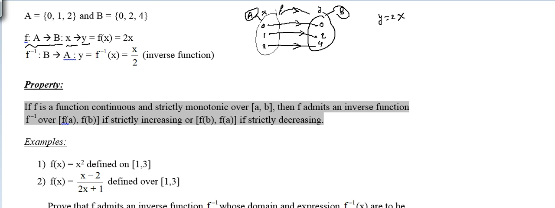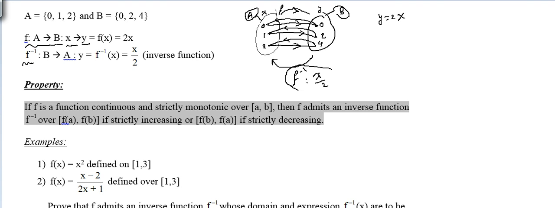But now, do we have F inverse? Yes, F inverse will be from B to A. And the relation, instead of double x, will be half x. This is the inverse. How we found that, I will discuss now. Because 0 will relate back to 0. If 0 is double 0, then 0 is half 0, right? And 1 is double 2, 2 is double 1, then 1 is half 2. 4 is double 2, then 4 is half 2.